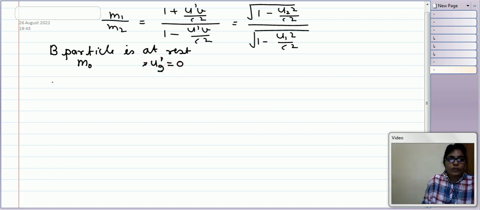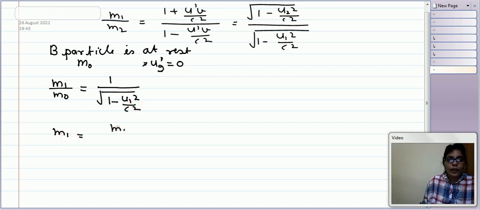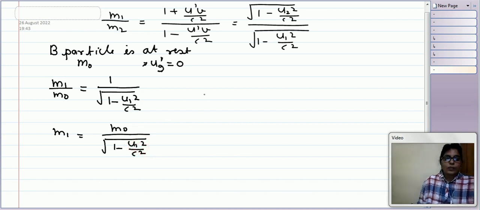So what will happen is that m1 by m naught is equal to, since u2 is 0, 1 divided by under root 1 minus u1 square by c square, or we can write m1 is equal to m naught upon under root 1 minus u1 square by c square. Because A and B are identical particles, if the rest mass of B particle is m naught, then the rest mass of A particle will also be m naught.